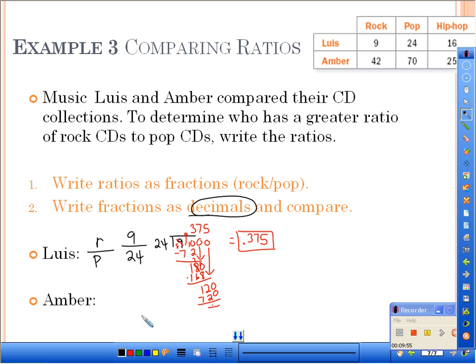Now let's look at Amber's ratio of rock to pop CDs. She owns 42 rock CDs, and she owns 70 pop CDs. Again, we're going to convert this to a decimal, and I'll do my work over here. 42 divided by 70. Add a decimal and a 0, and your decimal goes straight up. 70 goes into 420 6 times. This is equivalent to 0.6.